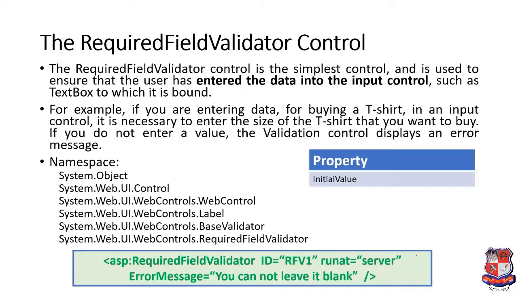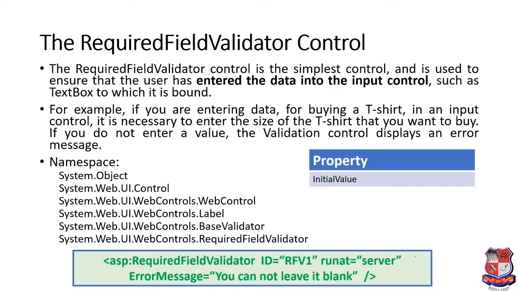Okay, so this required field validator control is generally used to check whether data is entered into a particular input control or not. For example, if you are entering data for buying a t-shirt in an input control, it is necessary to enter the size of the t-shirt. If you do not enter the value of the size, the validation control displays an error message.